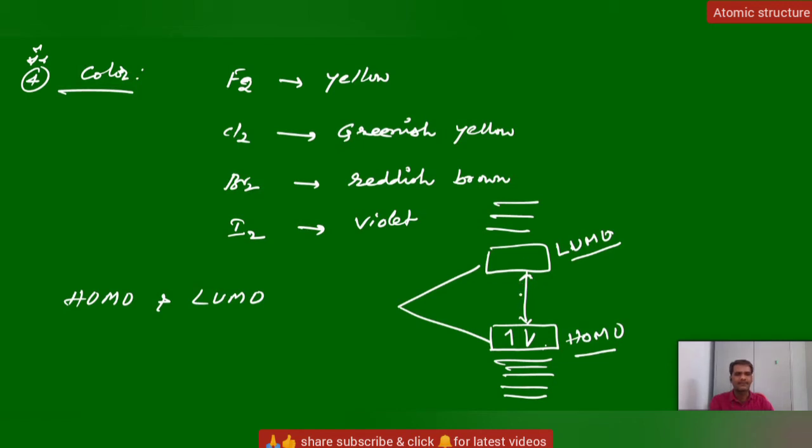If the gap is more, the intensity of color is less. If the gap is less, the intensity of color is more. Generally, if some light falls here, the electrons present in the HOMO orbital can absorb energy and excite into the LUMO, the lowest unoccupied molecular orbital. Again, whenever they come back to the ground state, the HOMO orbital, they emit some radiation. If that emitted radiation falls in the visible region, then we can see the characteristic color.